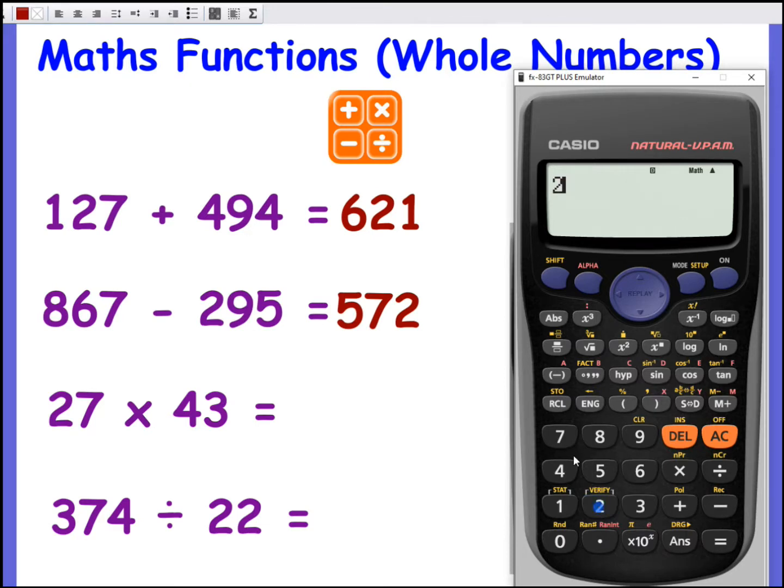Another way to clear the screen before doing the next calculation is to just start the next calculation. So if I press 27, you'll notice that the screen clears and then allows me to type in the 27. So 27 times 43 equals 1161. Clear the screen using AC, 374 divided by 22 equals 17. And that's the basic calculations covered.